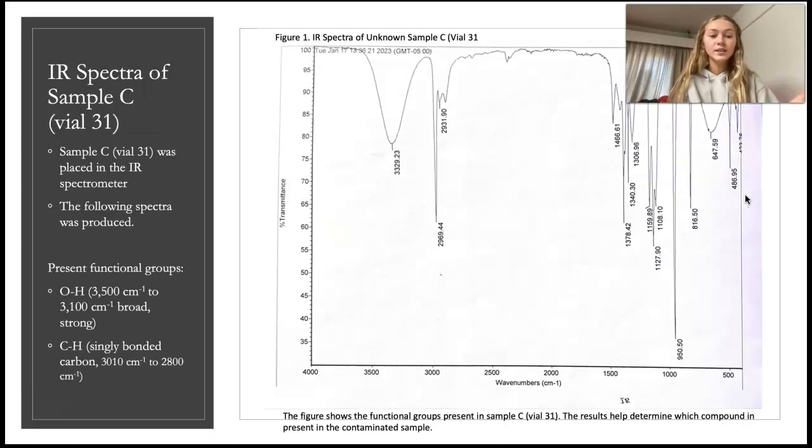So this was my graph that was produced, and so for vial 31, as you can see, there is a clear OH group in the range between 3,500 cm⁻¹ and 3,100. And then there's also a CH single bonded carbon group present in the 3010 to 2800 range.